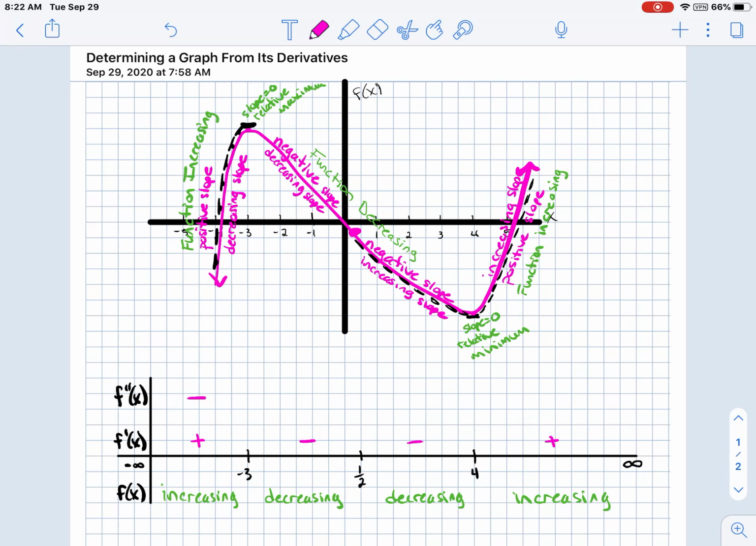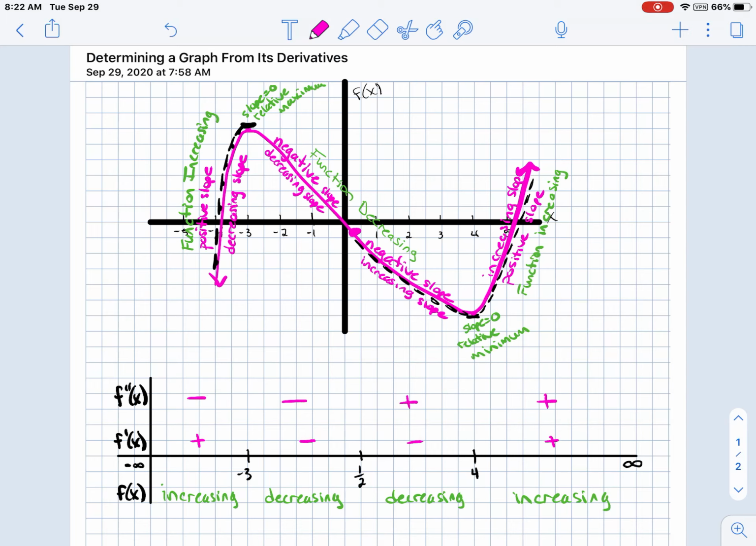If we look from -3 to 1/2, the slopes are still decreasing. So from -3 to 1/2, the slope of the slope is negative. Then things change. At about 1/2, the slopes start to increase. So that means the second derivative will be positive. The slopes continue to increase from 4 to infinity. They go from a 0 slope to a more and more positive slope. The slopes are still increasing, which means the second derivative is still positive.